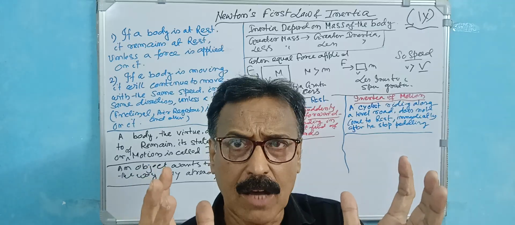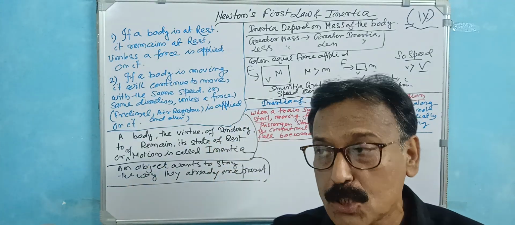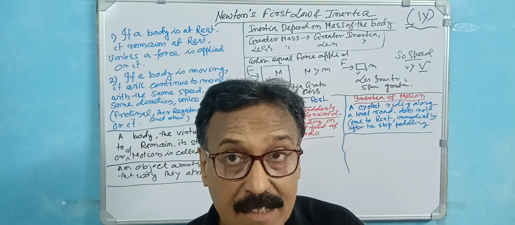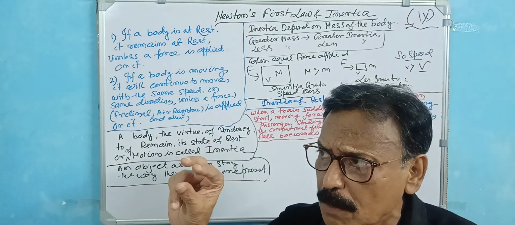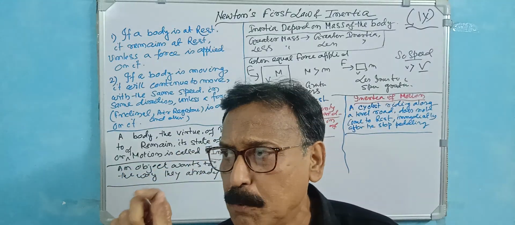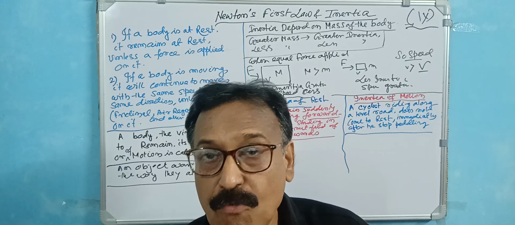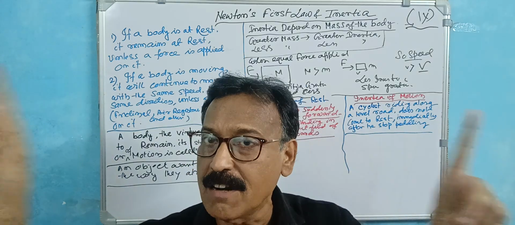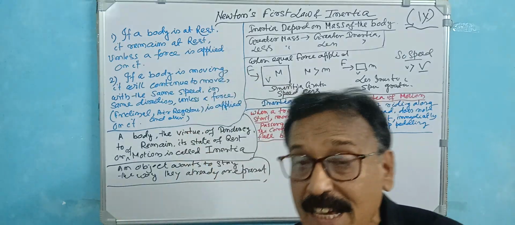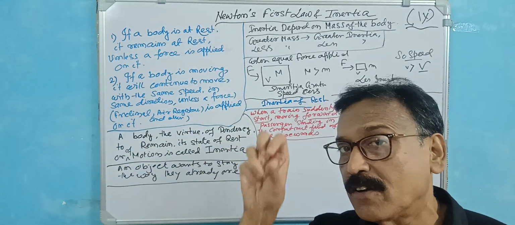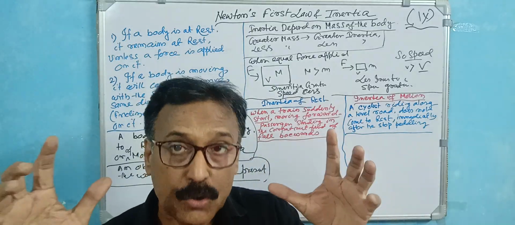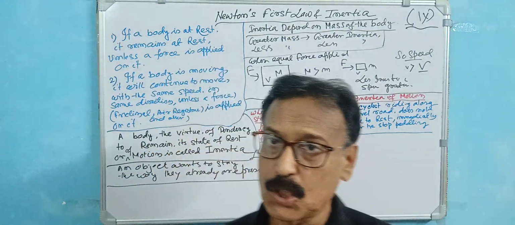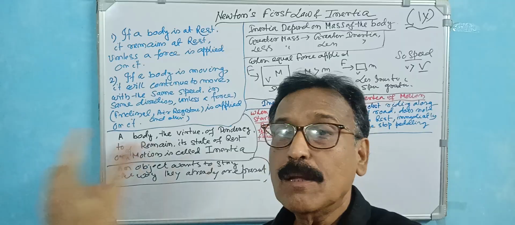A certain iron ball, if you just push it, does not move because the inertia is greater, the mass is greater. But a certain plastic ball, if you just push it, it moves. That means it depends on the mass. That is the interrelation between inertia and mass. But the small ball and the iron ball both have the tendency to remain in their condition, the rest condition or the motion.